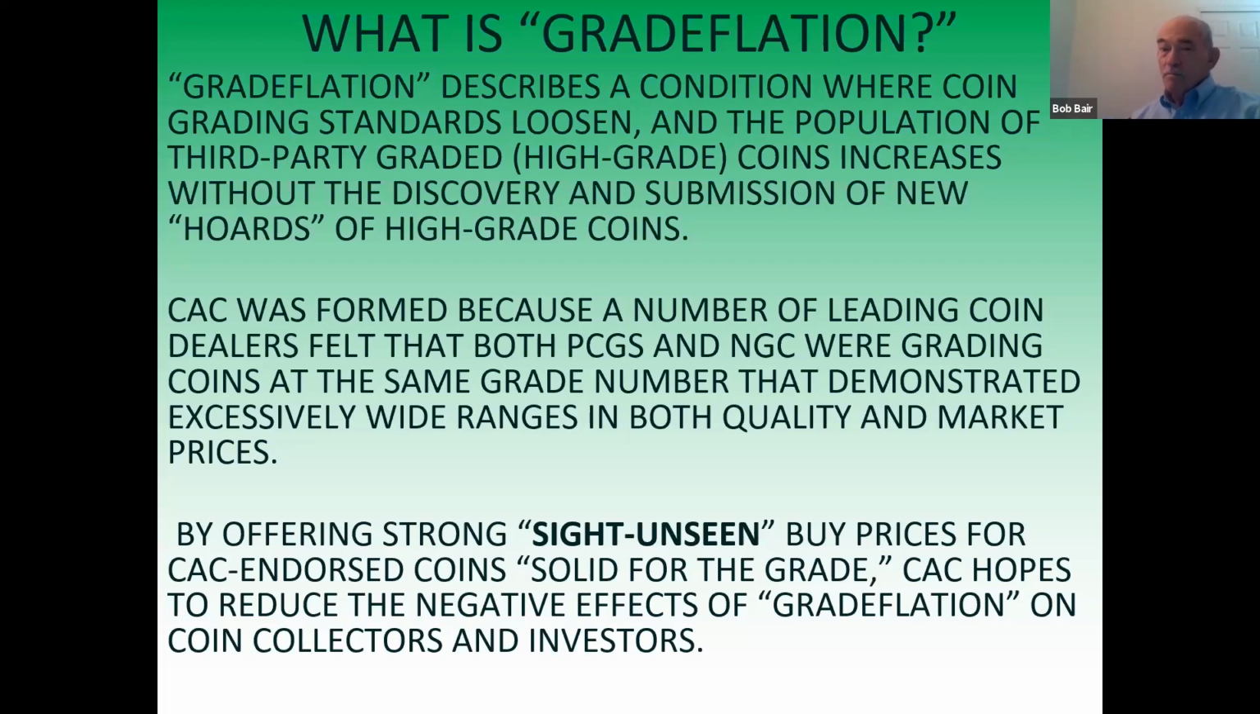Okay, why was CAC formed? Because a number of leading coin dealers felt that both PCGS and NGC were grading coins at the same grade number, i.e. MS65, but that demonstrated excessively wide ranges in quality and market prices. It's a case similar to Gresham's law in economics, where bad money drives out good. If you go to a coin show and you're looking for a particular coin, and one table has an MS65 at $8,000, I'll just pick a number, and 3 tables down there's one at $5,000, you have a tendency to want to buy the $5,000 coin. Well, are they really of a similar quality?